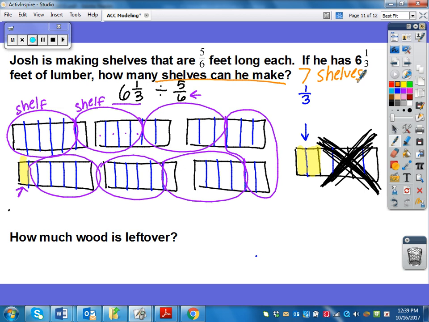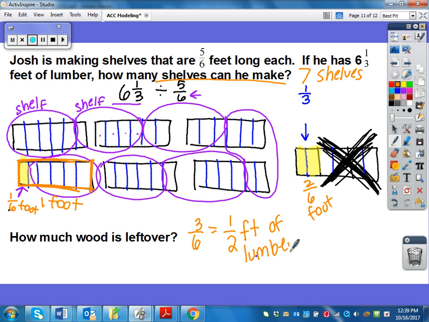Now here's where the modeling and the trickiness comes in. You're trying to figure out how much wood is left over. To figure that out, you have to think about what a box represents versus what a circle represents. A box is 1 foot of lumber. This right here represents 1/6 of a foot. And over here, I have 2 more 1/6 feet of wood. So total, I'm going to have 3/6, which equals 1/2 of a foot of the lumber left over that's not going to be used for a shelf.